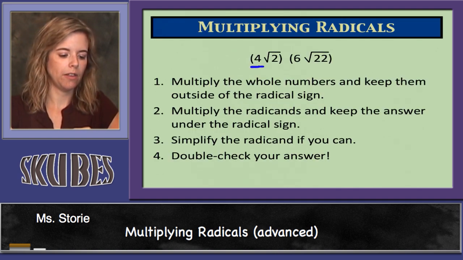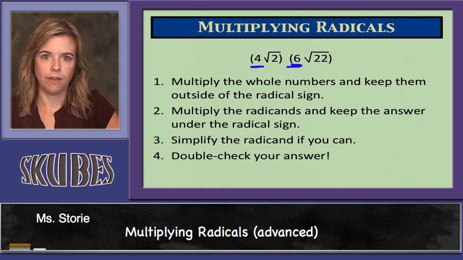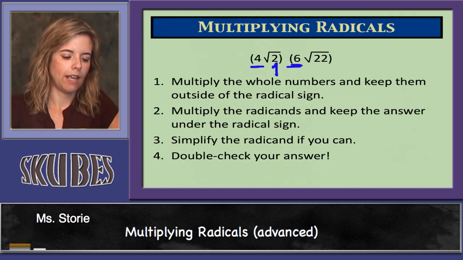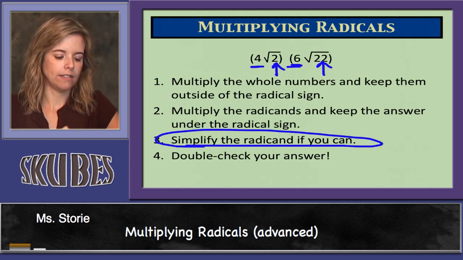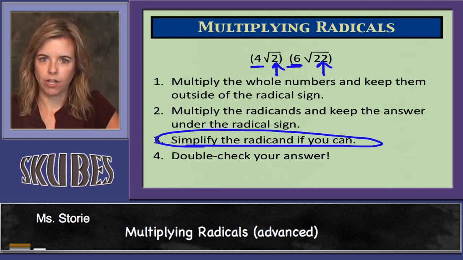First thing, you need to multiply the whole numbers and keep them outside of the radical sign. Multiply the radicands and keep them under the radical sign. Simplify any radicands if you can, and then always double check your answer.